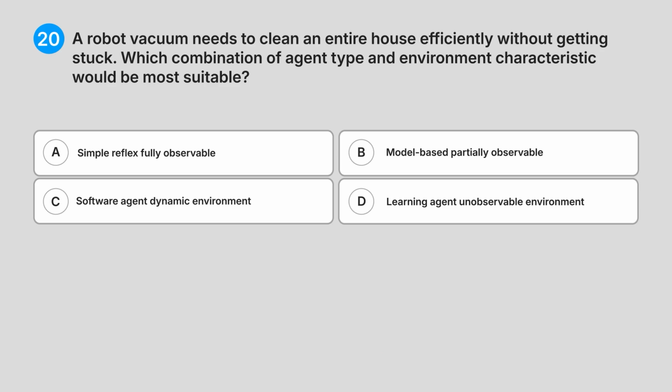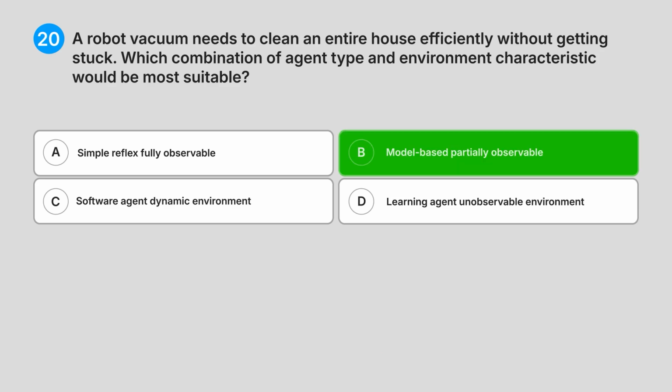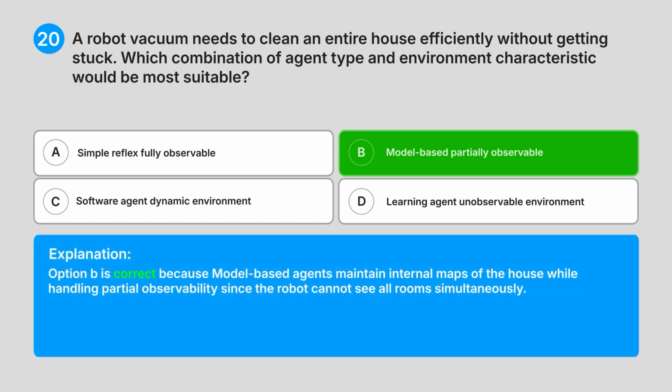Correct answer, B. Model-based partially observable. Explanation. Option B is correct because model-based agents maintain internal maps of the house while handling partial observability, since the robot cannot see all rooms simultaneously.